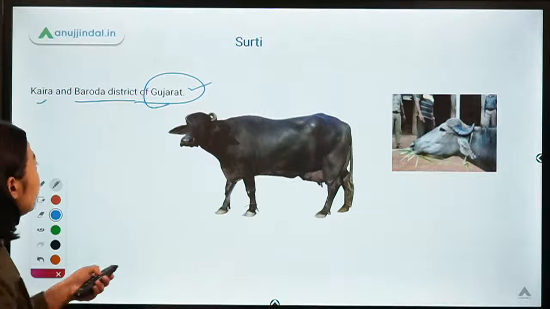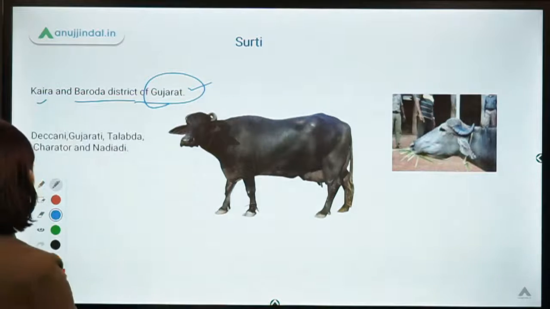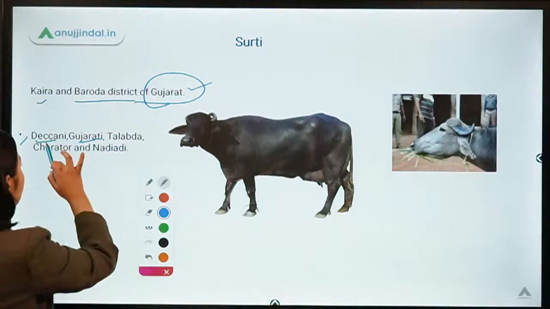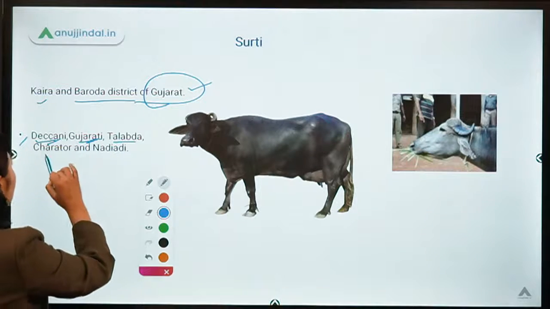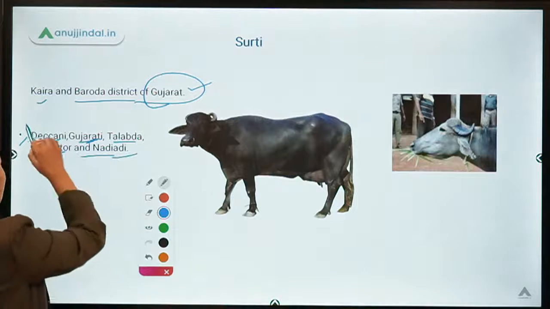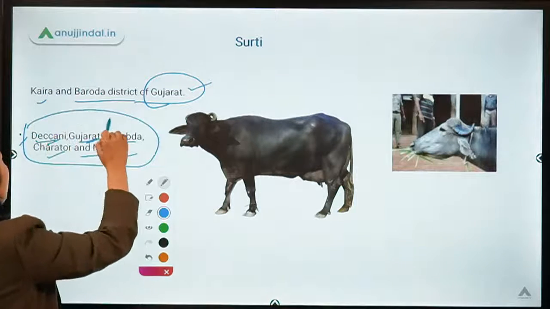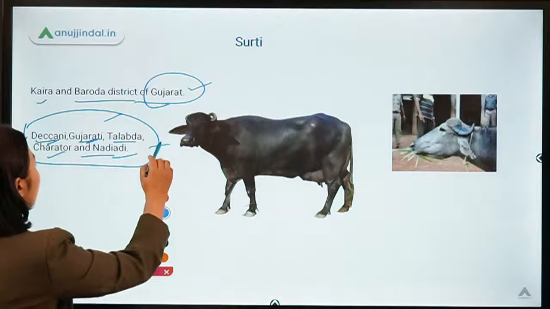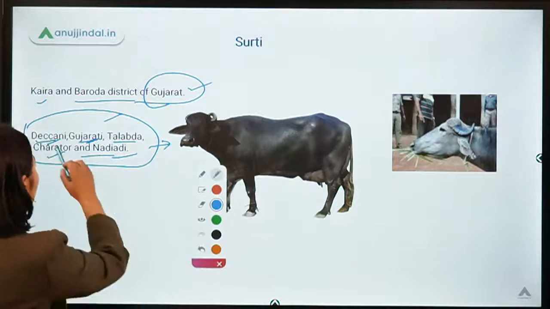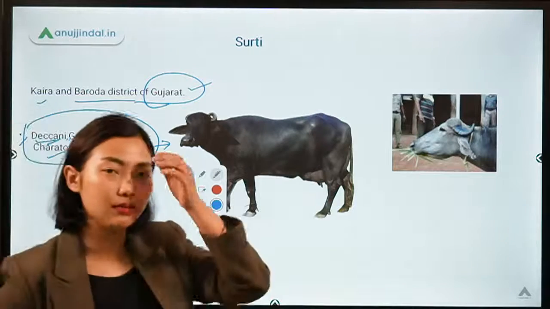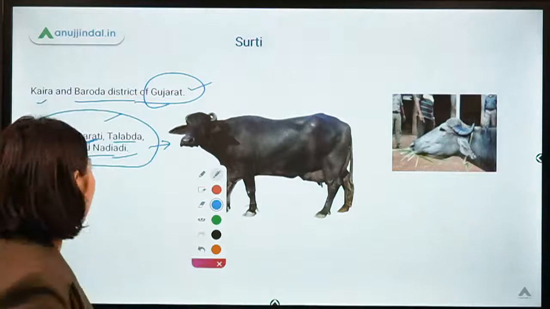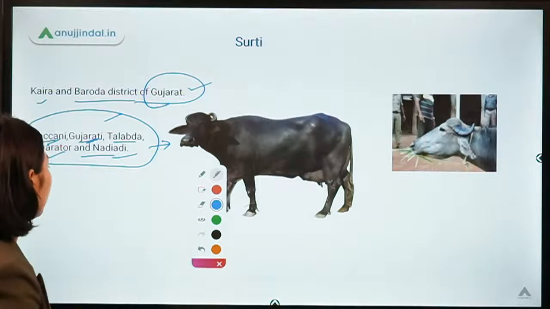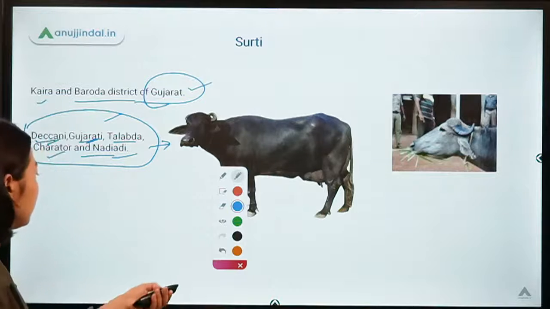And another point is that they are also known as Deccani, Gujarati, Talabda, Charotari and Nadiadi. Okay, so these are the other synonym names for the Surti buffalo. So remember, whenever you are studying, try to remember the names as well, the synonyms, the other names for this particular breed. Right, so this is very important.